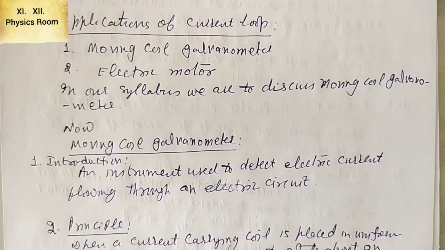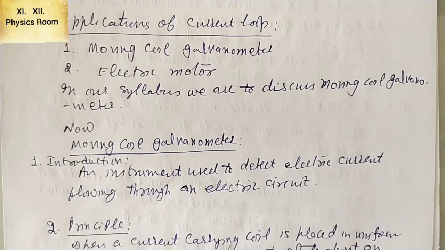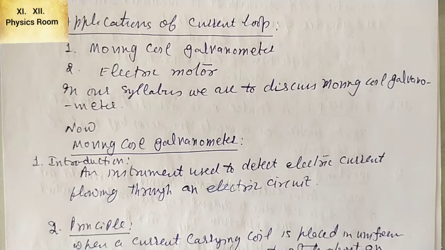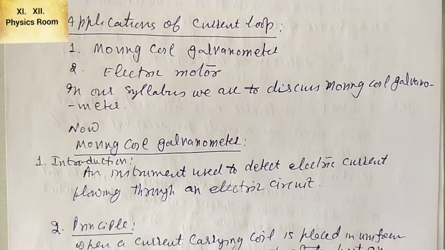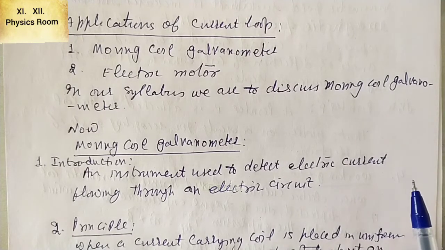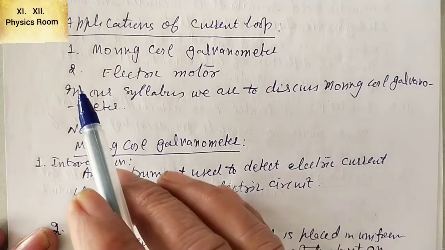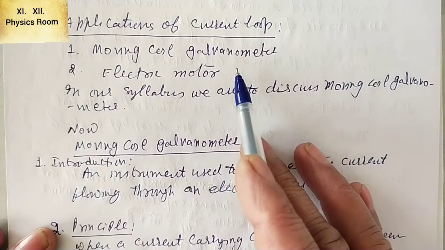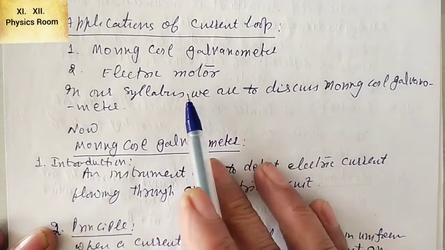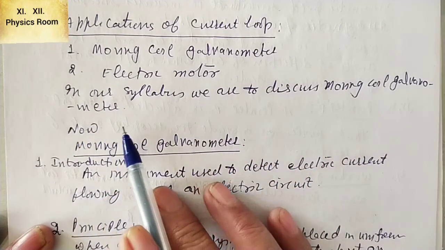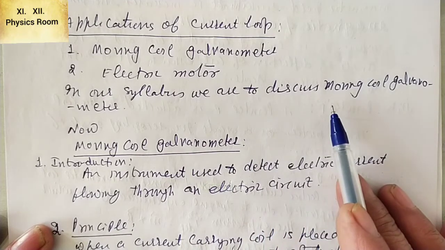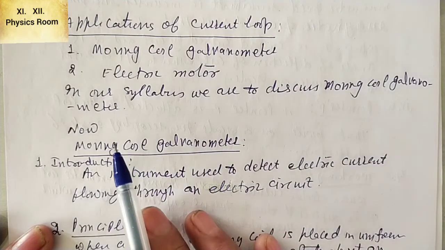Today we take up applications of current loop. There are two applications of current loop which are very important. One is moving coil galvanometer and the other is electric motor. In our syllabus, we are to discuss moving coil galvanometer.